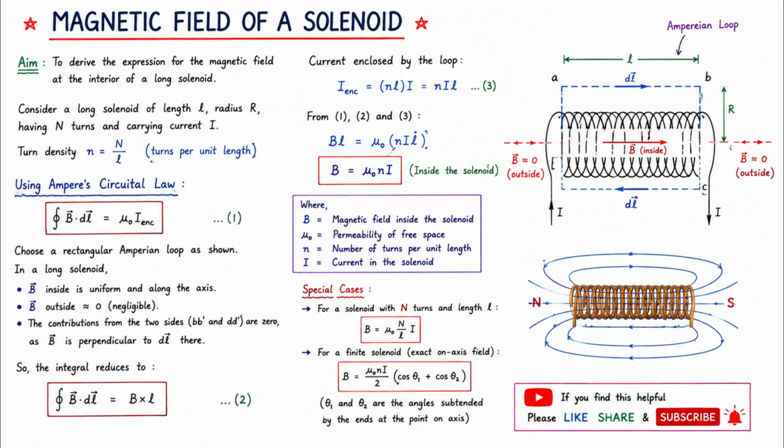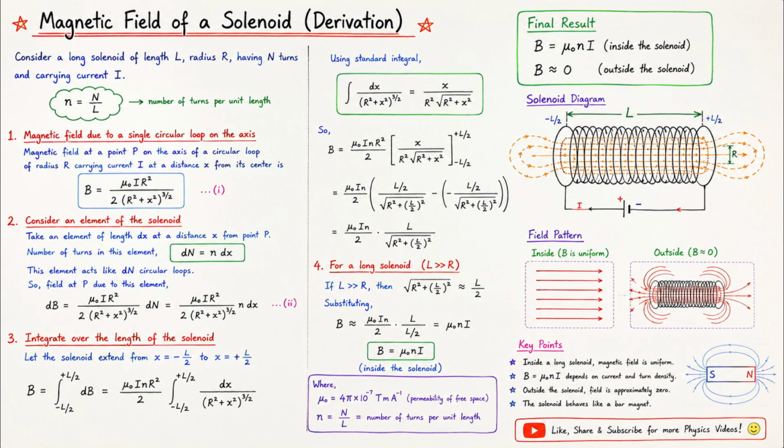1. Uniform magnetic field exists inside a long solenoid. 2. The field strength is directly proportional to current I. 3. The field strength increases with turn density. 4. It does not depend on the radius of the solenoid. 5. A solenoid behaves like a bar magnet with north and south poles. 6. Used in electromagnets, relays, transformers, MRI machines, and inductors.